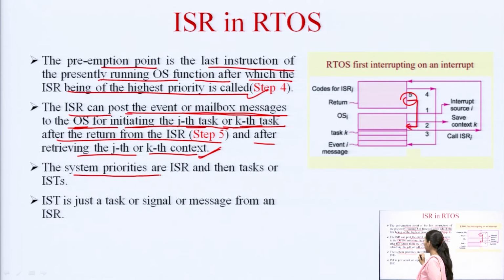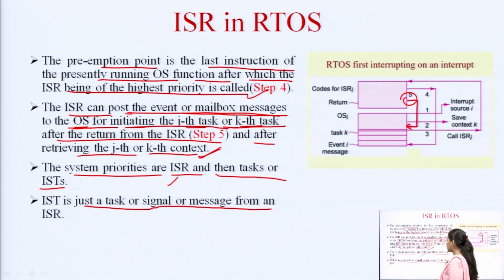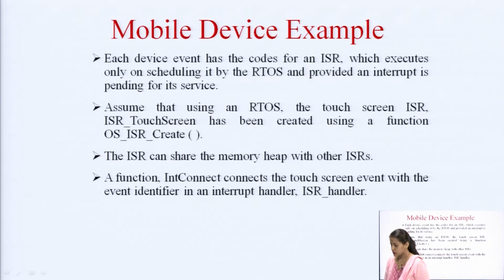Now, the system priorities are ISR and then the task or the ISTs. So, in this way the very first priority is given to the interrupt service routine and then the other task or ISTs. The IST is just a task or signal or message from an ISR. So, this is how the process takes place. Now, we will have a look at an example of a mobile device.